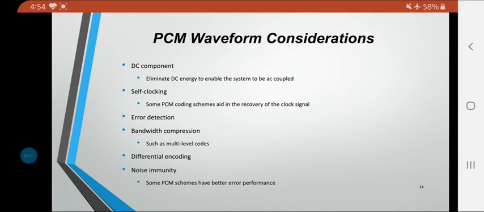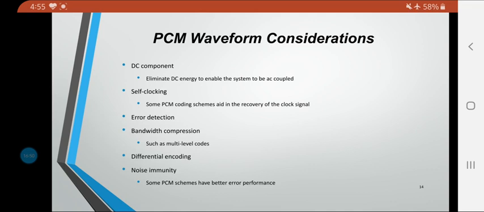The next are some of the PCM waveform considerations, the parameters that we have to look for in a particular kind of application. One is the DC component. When it comes to the DC component, we need to eliminate the DC energy in order to enable the system to be AC coupled. Such applications, wherein we want to eliminate the DC component, are found in magnetic recording systems.